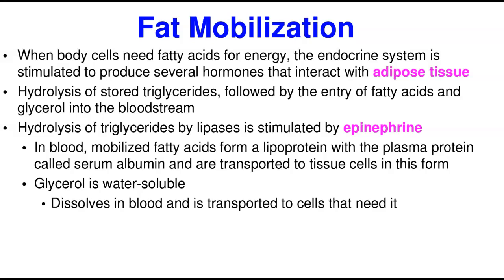So when the body cells need fatty acid for energy, the endocrine system stimulates the breaking down of triglyceride in the adipose tissue. The hydrolysis of stored triglycerides is followed by the entry of fatty acid and glycerol into the bloodstream. When these fatty acids get into the tissues, they are restored again. They reform as triglyceride and are stored in the adipose tissue.